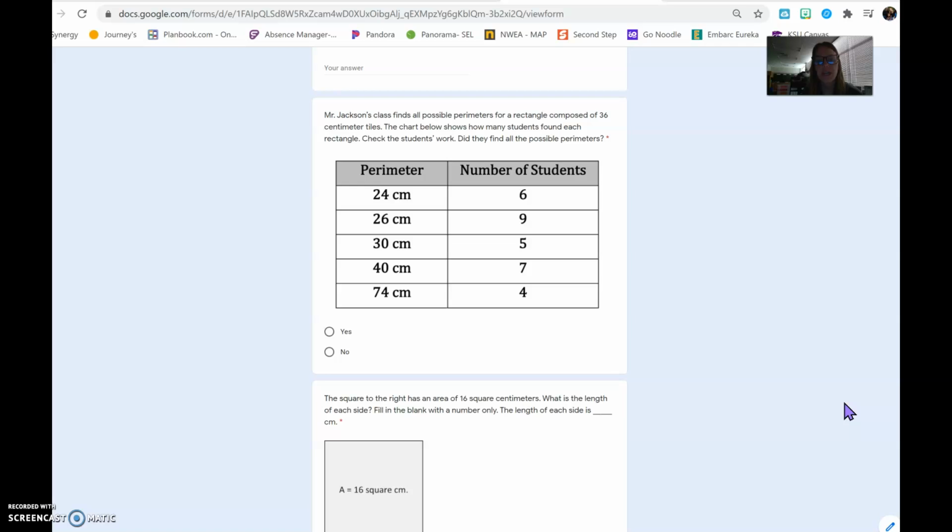Next one, Mr. Jackson's class finds all possible perimeters for a rectangle composed of 36 centimeter tiles. The chart below shows how many students found each rectangle. Check the students' work. Did they find all the possible perimeters? Yes or no?